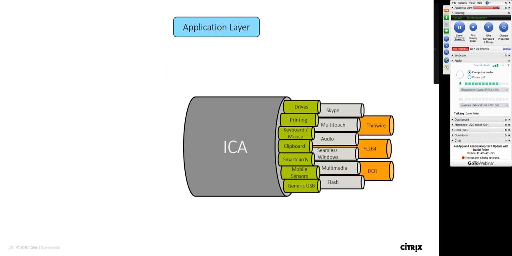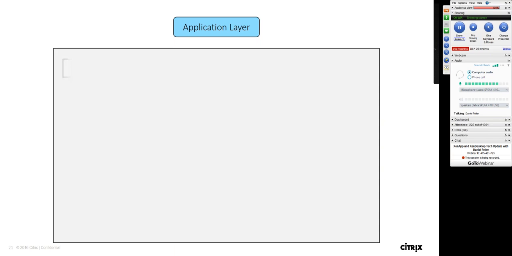And there's all these codecs, ThinWire, H.264, DCR, all these different codecs that are figuring out how do I take what's on the screen, compress it and cache it, send it across the wire, and then decompress it on the endpoint device, but to do this in a certain way that I can save bandwidth and CPU. So this entire portion of ICA runs at the app layer.